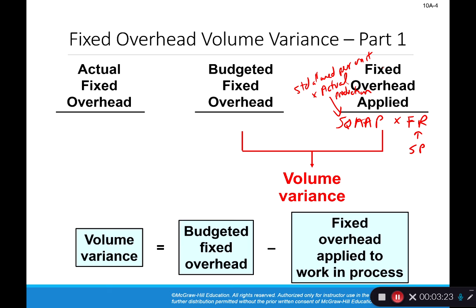And you might say, well, standard allowed of what? And the answer is the standard allowed of the driver. So whatever that driver is, if it's direct labor hours or machine hours, it's the standard allowed per unit of those machine hours or direct labor hours times the actual production.